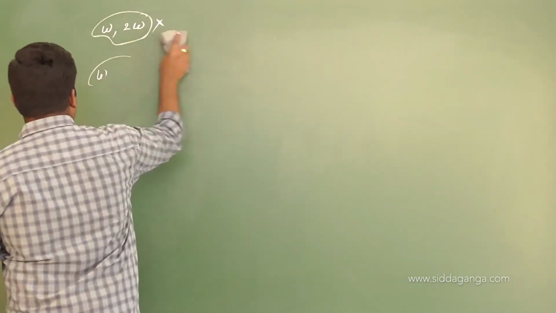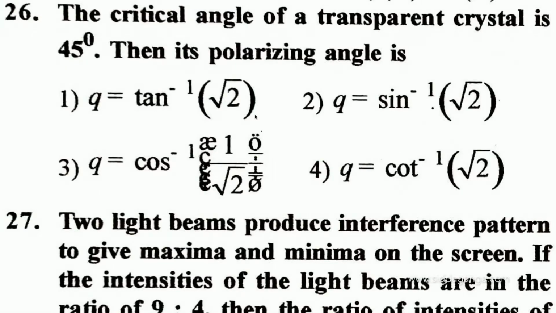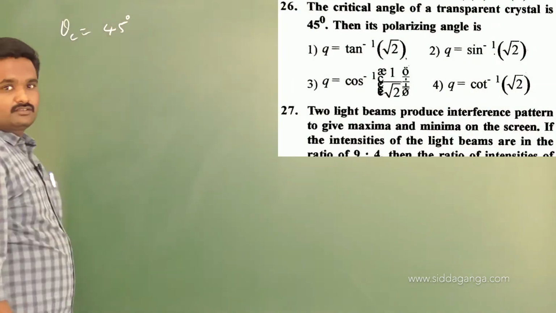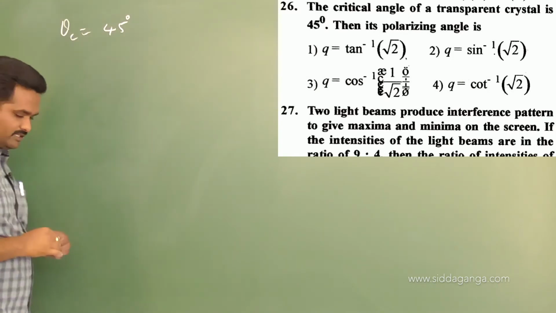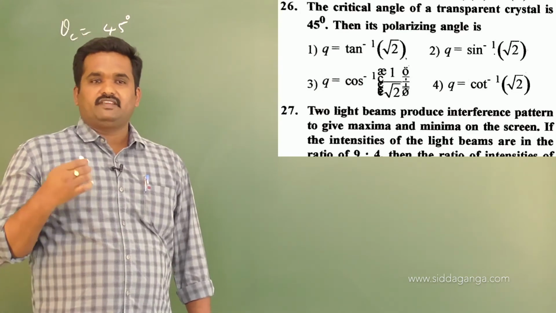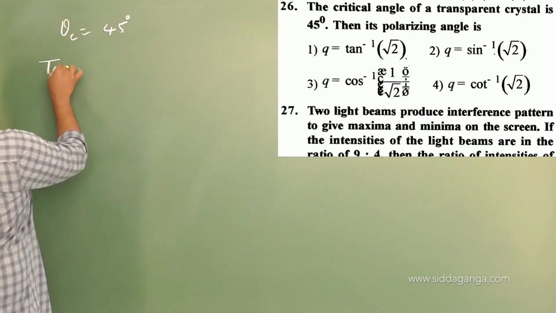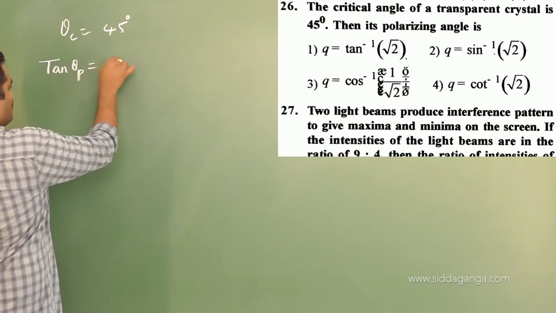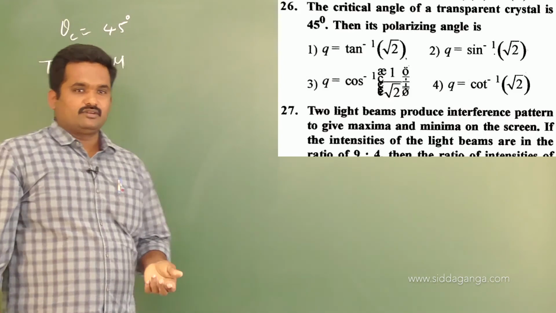So we are going to correlate this with critical angle, what we have studied in total internal reflection. I hope you remember. Critical angle for the transparent crystal is 45 degrees, they are saying theta c equals 45 degrees. Okay, so what is the polarizing angle? What is polarizing angle or Brewster's angle? It is the angle of incidence on a refracting surface for which the reflected light is completely plane polarized, right? So for that we have one relation: tan theta p, tan of the angle of polarization, equals the refractive index of the transparent medium on which the light is incident.